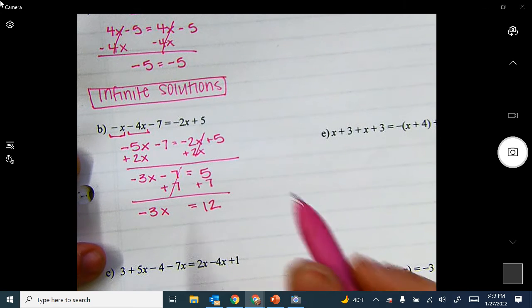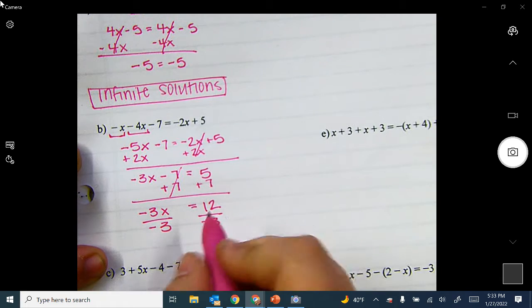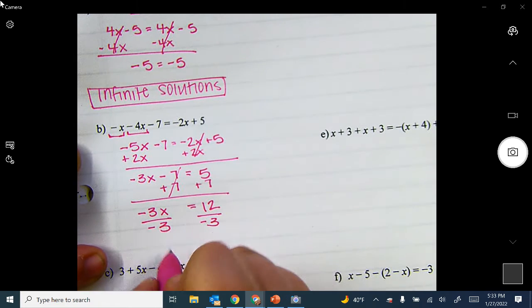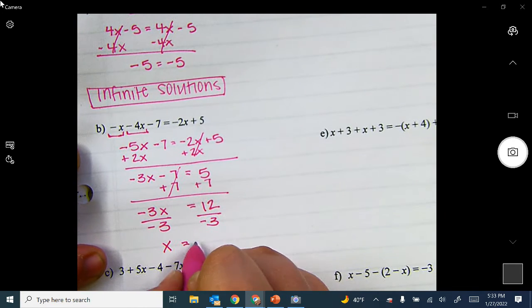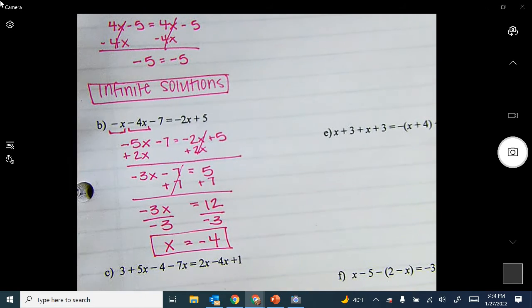Now you should all know what to do here. I'll divide both sides by negative 3. Negative 3 divided by negative 3 is 1. So I just have 1x is equal to negative 4. Okay, so this one is not a special case. That's your solution. X equals negative 4.